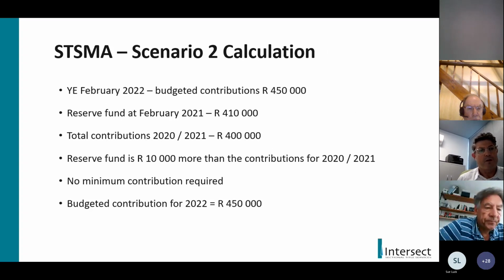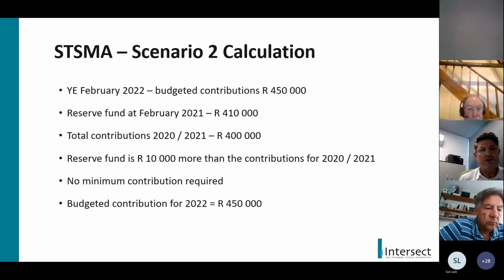The year end, again, 2022, the budget contributions was 450,000 Rand. This is for the new year. The reserve fund at the end of your previous financial year is 410,000. Your total contributions for your 2020-21 year was 400,000 Rand. The reserve fund is 10,000 Rand more than the contributions for 2020-2021, the 410 versus the 400,000 Rand. So there's no minimum contribution required. So the budget contribution then for 2022 remains at 450,000 Rand.